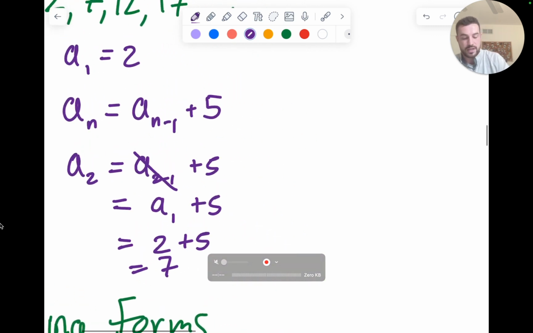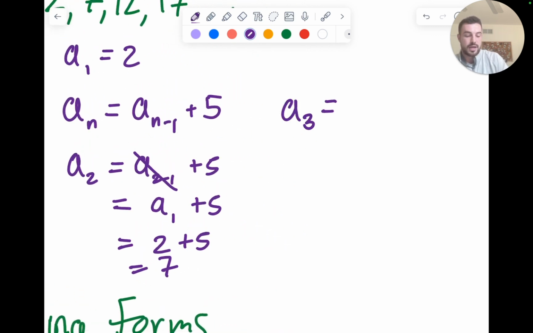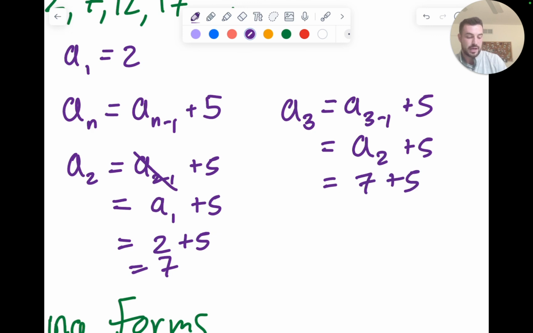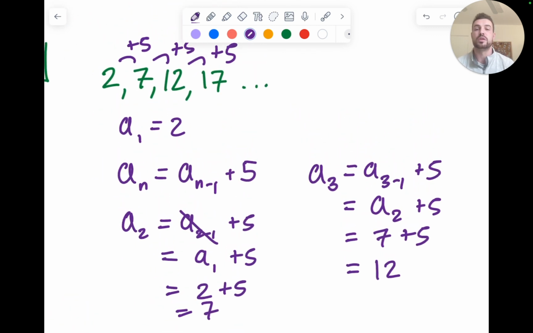If I wanted to find a sub 3, I would take a sub 3 minus 1 and add 5. What that means is I would take a sub 2 and add 5, and a sub 2 is 7. 7 plus 5 is going to be 12. So this is how our recursive formula works.